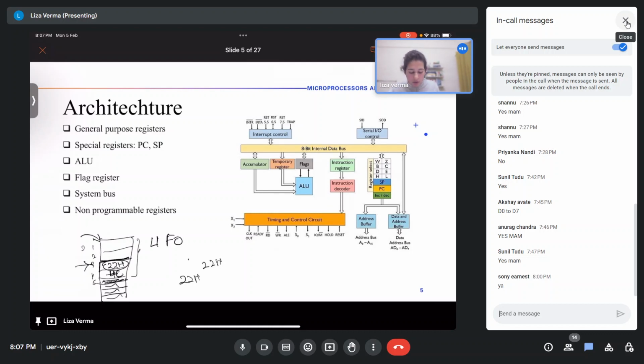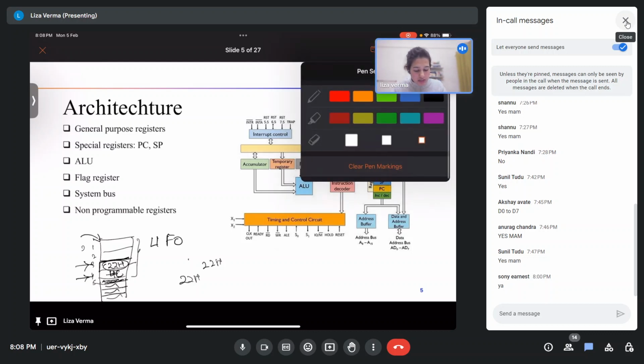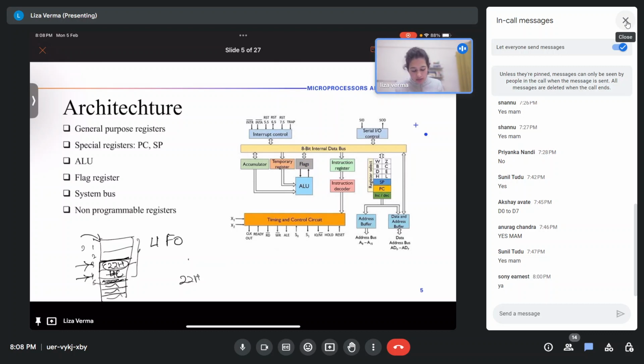After I have popped out this data, this location will be empty, and the stack pointer will then point to location 4. If I want 4C, I'll have to pop out again. Understood? Yes, ma'am. This is how the stack pointer works.